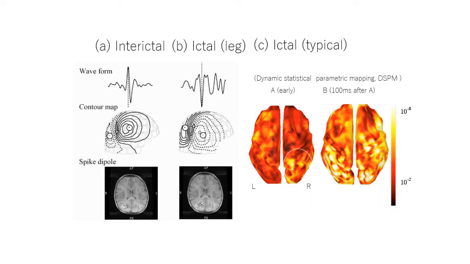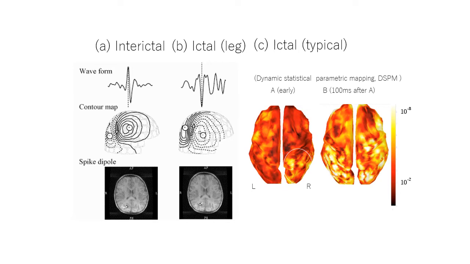Waveform, contour map, and the spike source of interictal, leg spasms, and typical spasms are shown. Source of interictal spikes and leg spasms are evaluated with equivalent current dipole model. Source of typical spasm is evaluated with DSPM. Source of interictal spike and leg spasms were estimated at right parietal lobe.